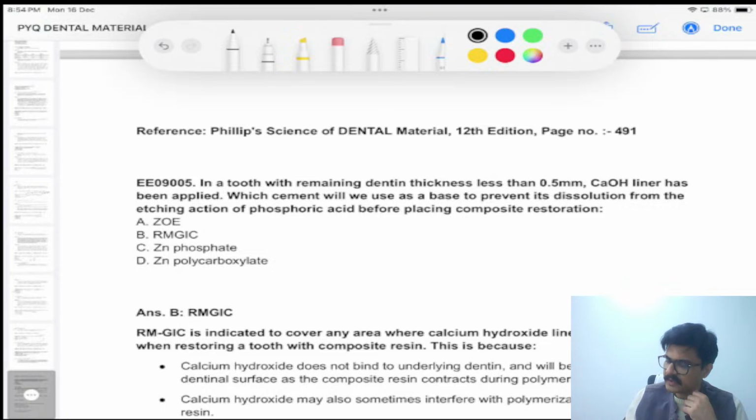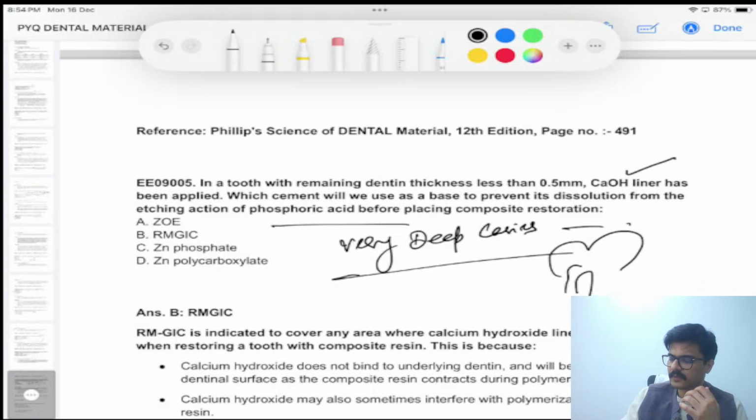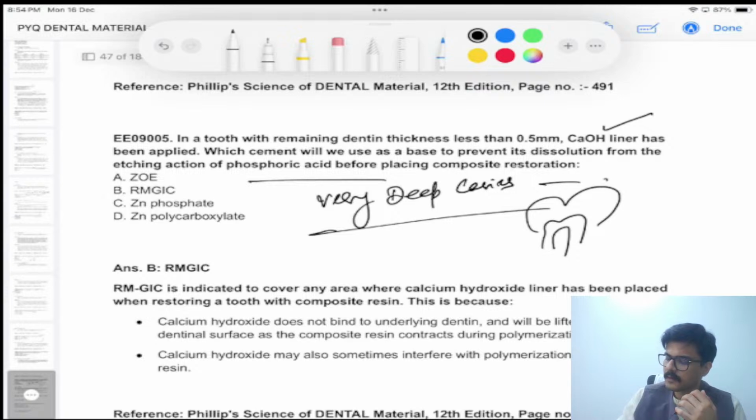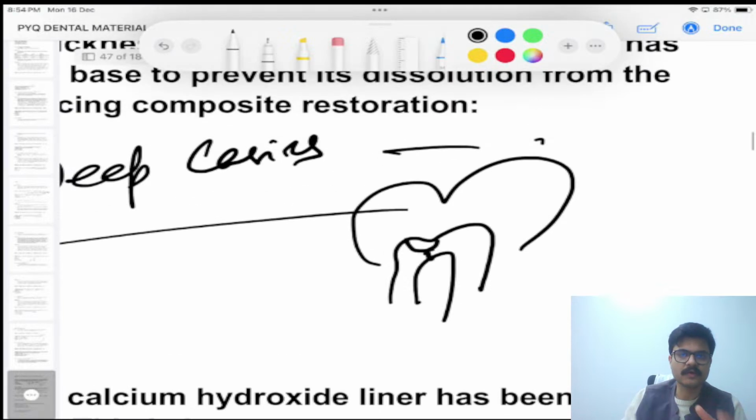In a tooth with remaining dentin thickness less than 0.5, okay, what is the diagnosis, guys, when the RDT is less than 0.5? It is very deep caries, right? Calcium hydroxide liner has been applied, then which cement will be used as a base to prevent its dissolution from the etching action of phosphoric acid before placing composite? So guys, basically the idea is that this is the case, right? That's the pulp. Your RDT is so less that it's less than or equal to 0.5 mm, right? That's your carious lesion. And the diagnosis is very deep caries, not moderately deep, very deep.